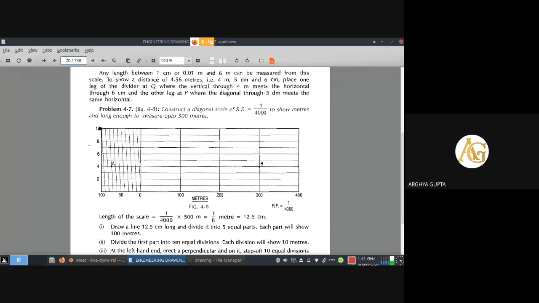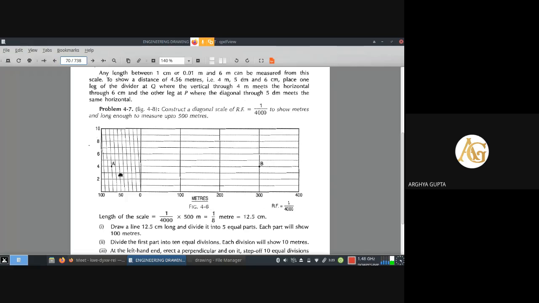Again at the third step, that 3 centimeter vertical line will have to be divided into 10 equal parts, and from those points from 1 up to 10, those horizontal lines will have to be drawn throughout the scale, and the diagonal lines will have to be joined like that: 0 to 10, from 10 to 20, from 20 to 30, like that. So diagonally, that's why the name of the scale came diagonal scale. All the lines will be diagonal here. 90 will have to be joined with 100.